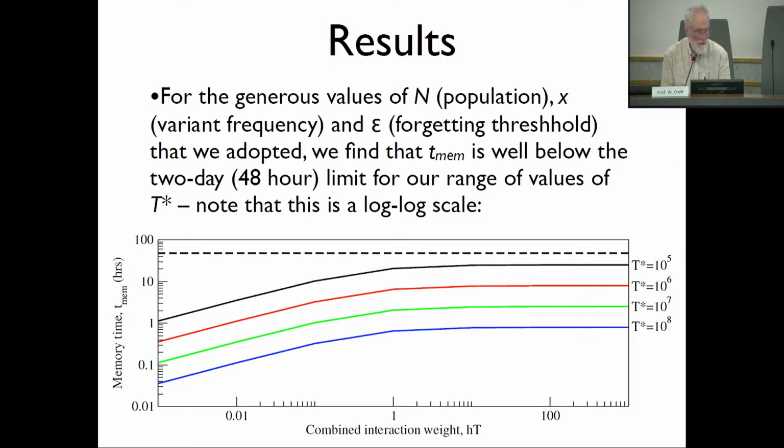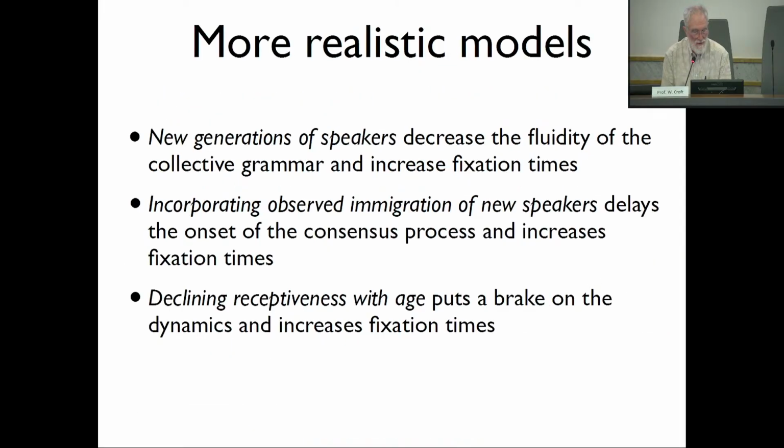And it turns out the memory time just doesn't make it. Even with T-star at 10 to the fifth, the lowest one, that solid black line is still well below the dashed line. It may not look like it, but the vertical dimension is also an exponential scale. So we concluded, it's a log-log scale, that you can't really do it in 60 years, even with these very generous assumptions to Trudgill's theory, with only neutral evolution and neutral interactor selection.